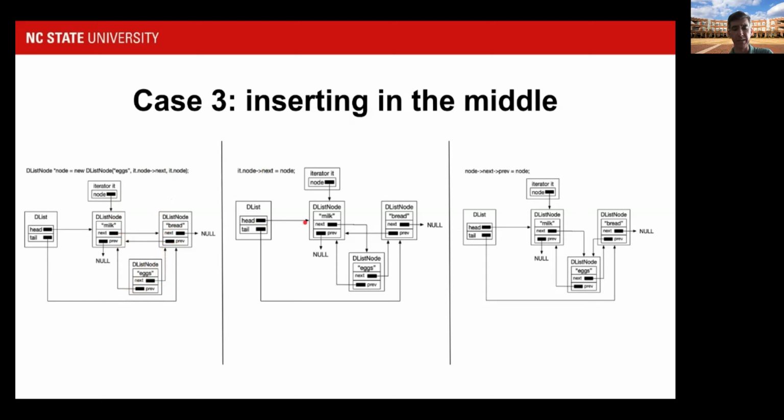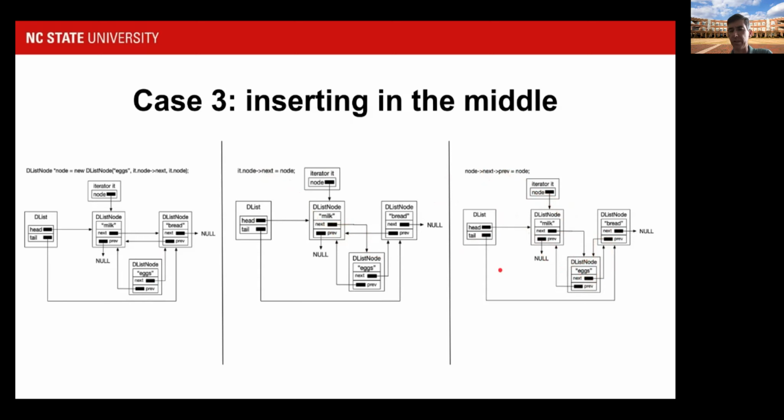Okay, so I can update milk's next pointer by using this iterator. So I can say it.node arrow next equals node. And that will establish this link to eggs. And then we can use the pointer we have to our new object, called node, and follow its next pointer to bread. So node next will take me to bread, and then previous takes me to its previous pointer, node next previous, and then I set this equal to node, and it creates this link pointing to eggs.